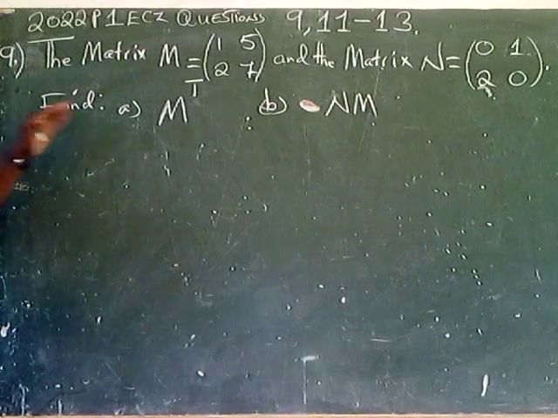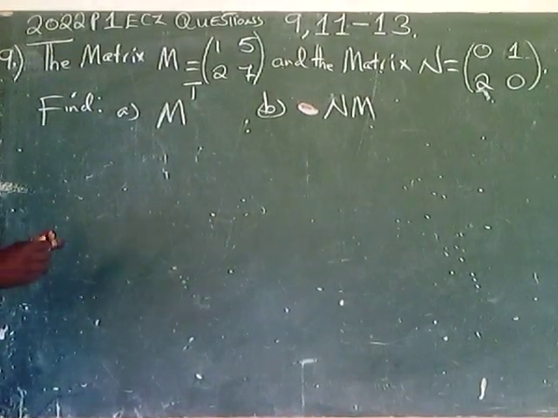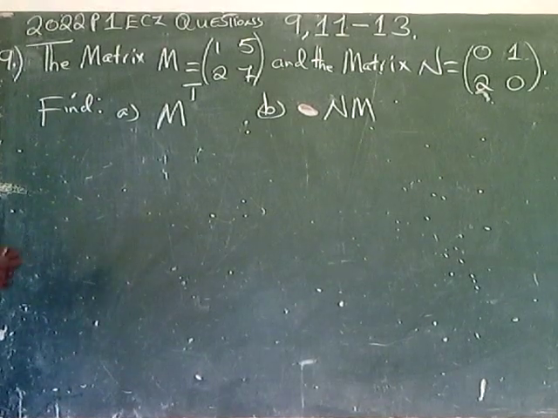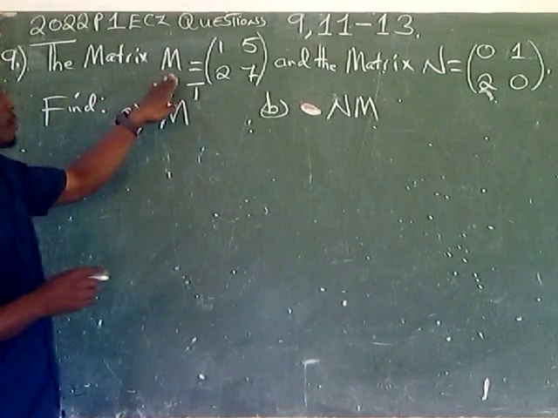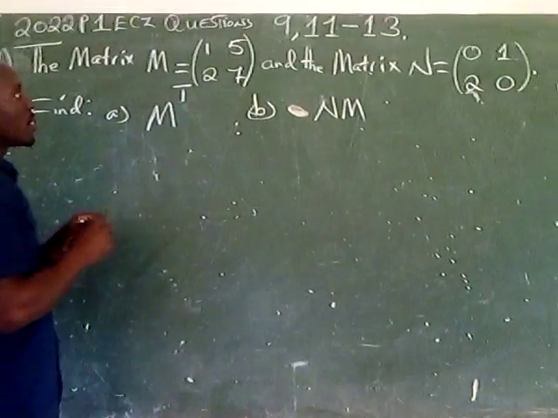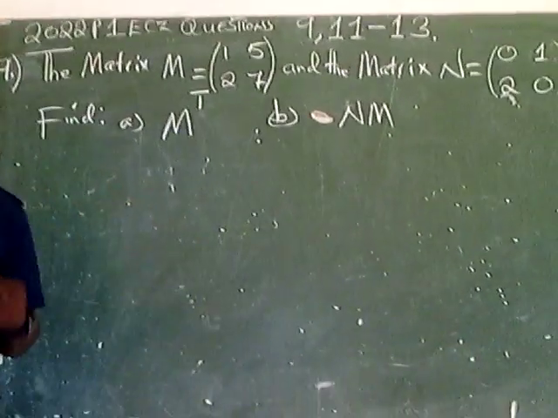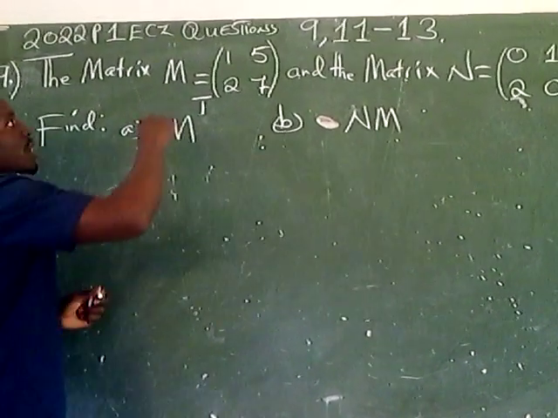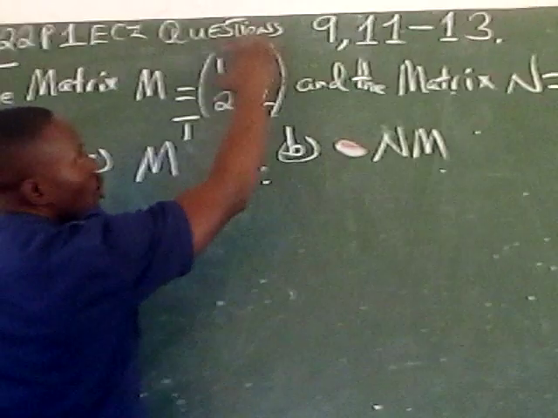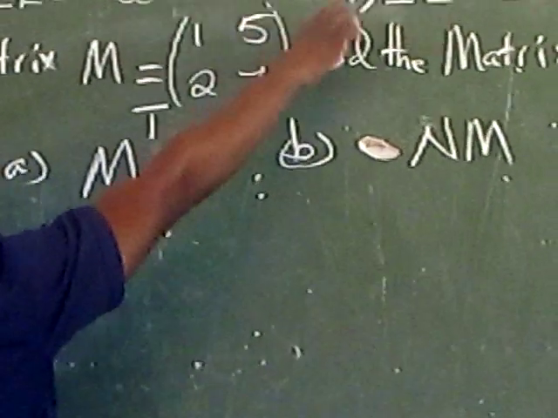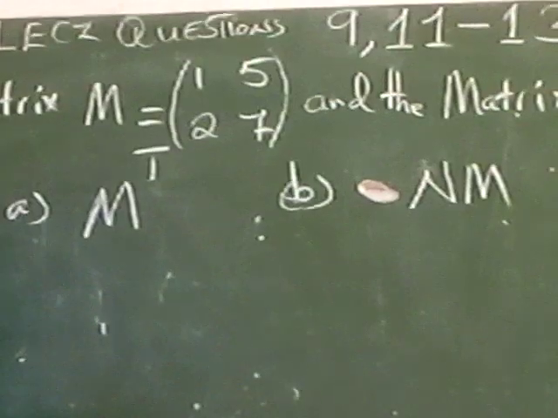We are given the matrix M as 1, 5, 2, 7, and the matrix N as 0, 1, 2, 0. Matrix M has 2 rows. Remember, a matrix is defined by its rows and columns. Rows are the horizontal elements. In the first row, we have 1, 5. In the second row, we have 2, 7.